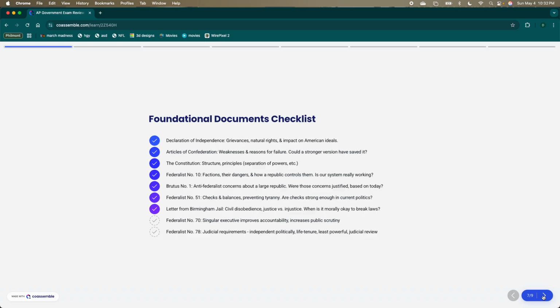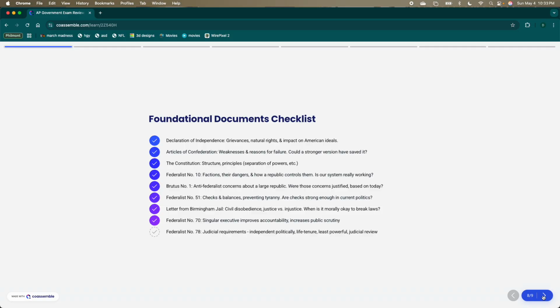Next up, Federalist number 70. Federalist 70 discussed why there should be a singular executive within the U.S. government. Now, of course, if you don't already know this, the Federalist Papers as a whole were advocating for the Constitution, written by John Jay, James Madison, and Alexander Hamilton. And so this one was discussing the executive branch specifically. They said that there should be a singular executive as it improves accountability, as there's only one person, and also increases public scrutiny on the executive, pushing them away from taking part in tyrannical acts, which is what they needed to convince the anti-federalists would not happen in order for them to ratify the Constitution.